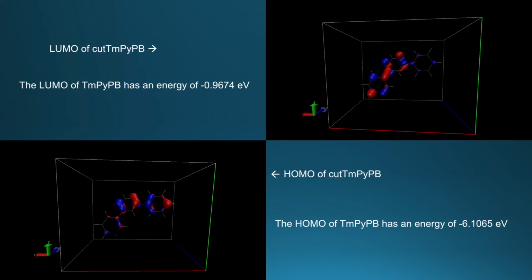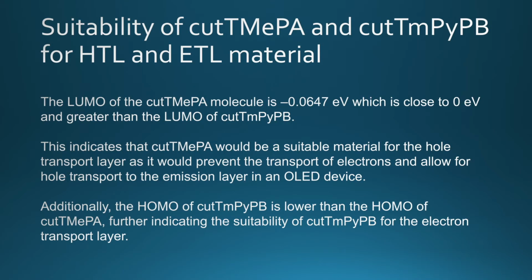Again, the LUMO of the cut TM-PYPB has an energy of -0.9674 electron volts, and the HOMO has an energy of -6.1065 electron volts. Now, what do the HOMO and LUMO of both molecules tell us about their suitability for hole transport layer material and electron transport layer material?